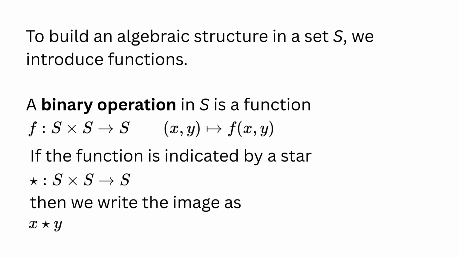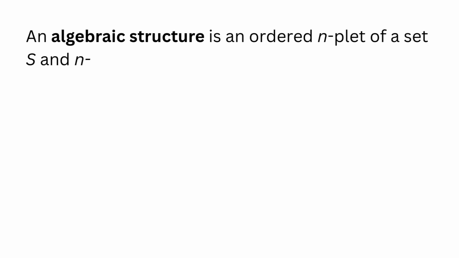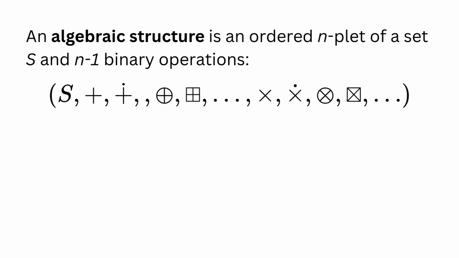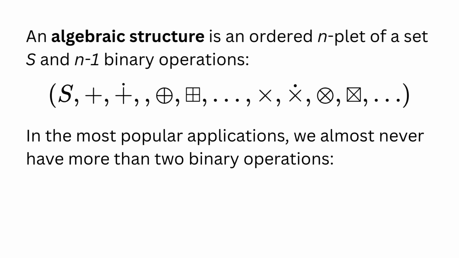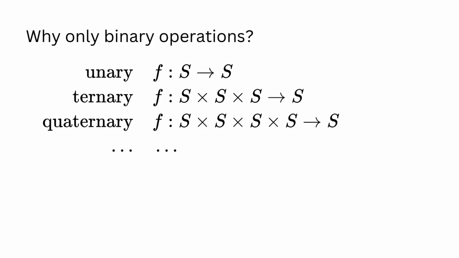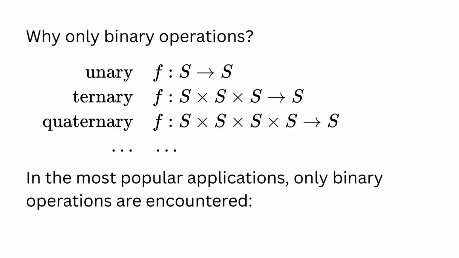Now I can give you a formal definition of an algebraic structure. An algebraic structure is an ordered n-plet of a set S and n-1 binary operations on it. In the most popular applications, we almost never have structures with more than two binary operations. The curious reader may also question why only binary operations are used. One can easily introduce unary, ternary, etc. operations. The response is like the previous comment. In the most popular applications, only binary operations are encountered.